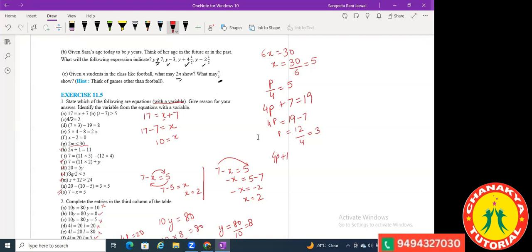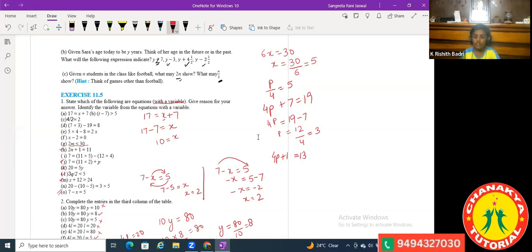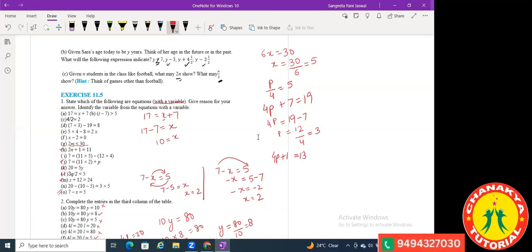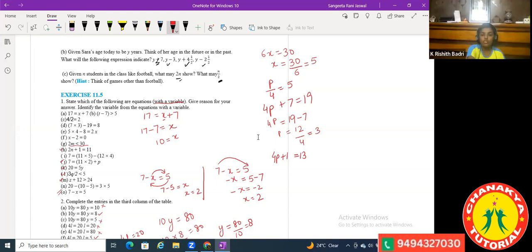4p plus 1 is equal to 13. Please find this. Do it in your notebooks and please show me your notebooks. So what is the value of p? Ma'am, p is 12. P is 3, ma'am. P is 3. Good.